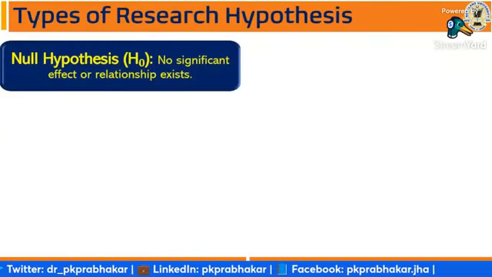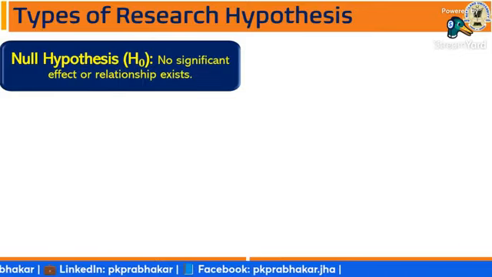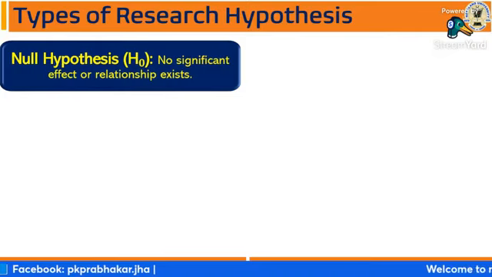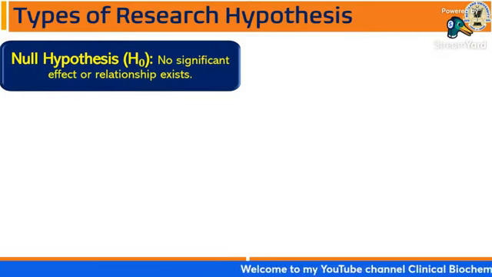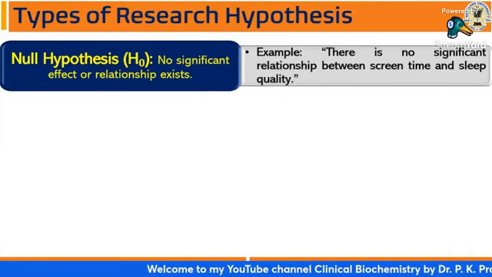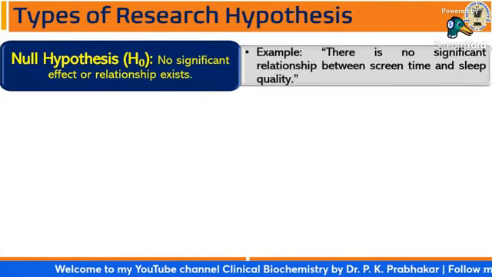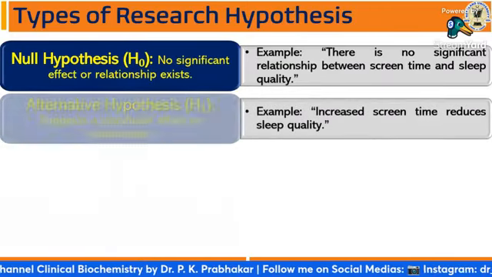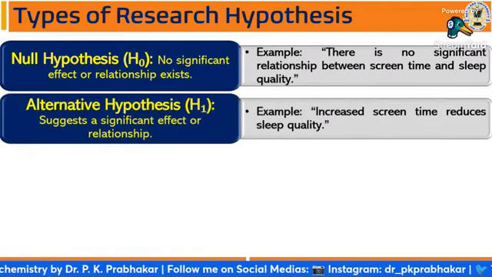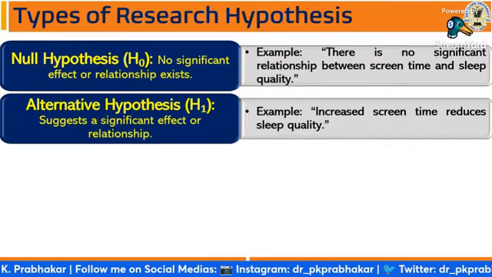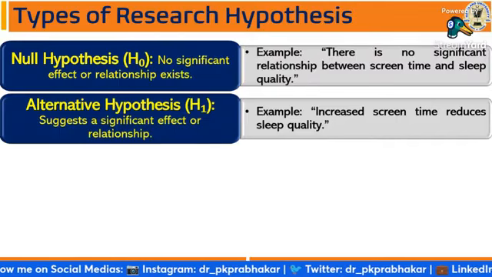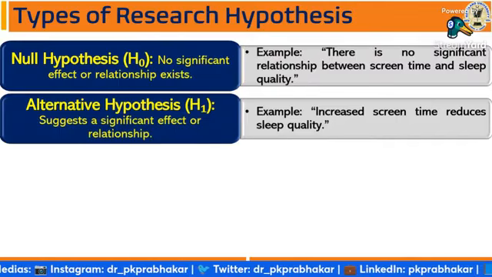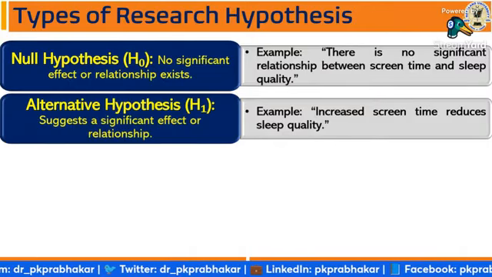So there are 4 different types of research hypotheses. The first is the null hypothesis. The null hypothesis, denoted by H0, is used when there is no significant effect or no relationship; for example, there is no significant relationship between screen time and sleep quality. The second is the alternative hypothesis, normally denoted by H1. It suggests a significant or impactful effect or relationship, like increased screen time reduces sleep quality.